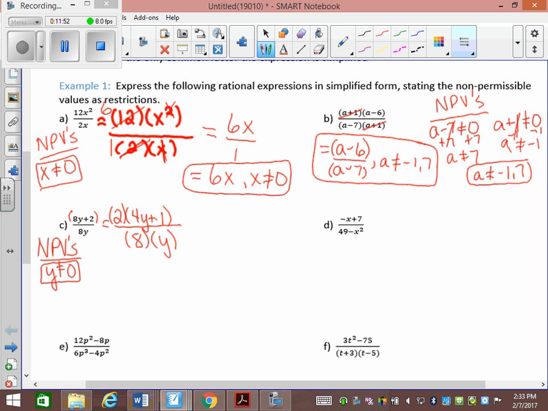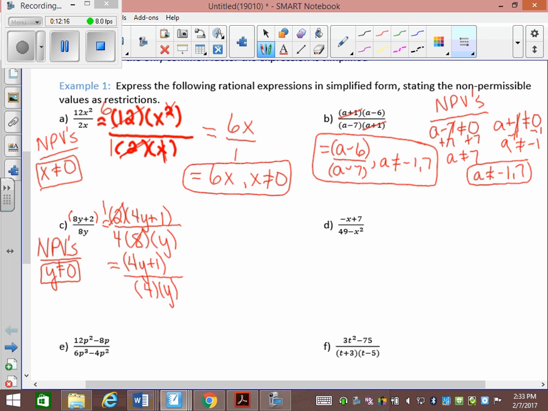Now, 2 and 8. Can I take something out of those? The 2 that I said, right? 2 divided by 2 is 1. 8 divided by 2 is 4. So my answer is 1 times 4y plus 1. So just 4y plus 1. It's still there. It's going to stay there. There is no matching one on the bottom. On the bottom, I have a 4 and a y.